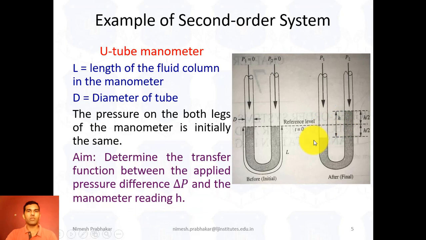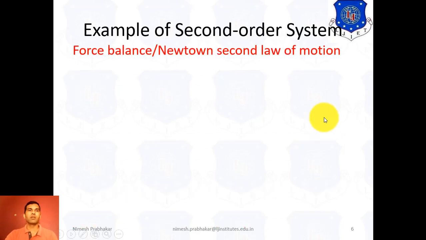Now here, what is the aim? The aim is to determine the transfer function between the applied pressure difference delta P and the manometer reading height. That means we have to determine the transfer function between delta P, the change in pressure, and this height. For this we take the force balance equation, also known as Newton's second law of motion.